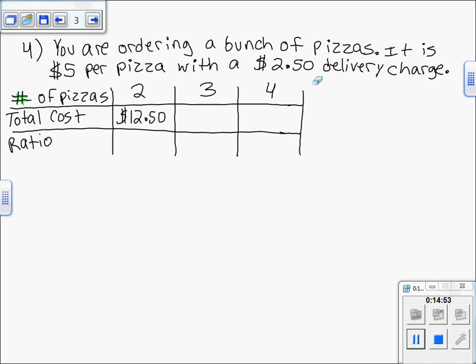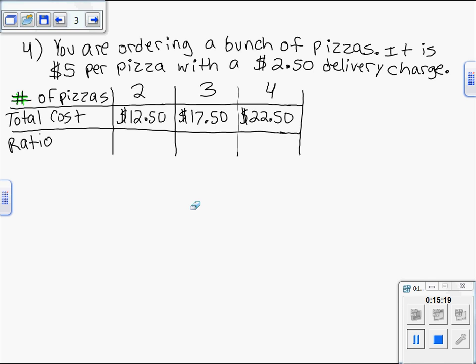Now for 3 pizzas, we know that we've already paid the delivery charge here, so all we've got to do is add on another $5 at this point. So for 3 pizzas, we're going to pay $17.50. Now for 4 pizzas, we've already paid the delivery charge at this point. We're just going to add on another $5. So 4 pizzas is going to cost us $22.50.